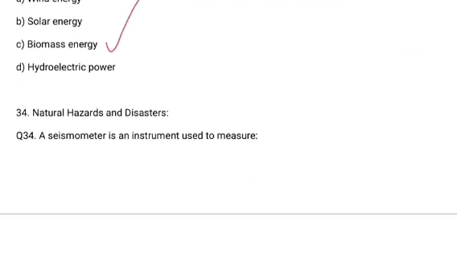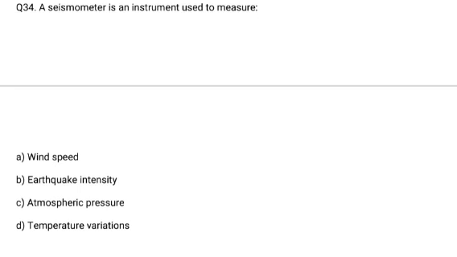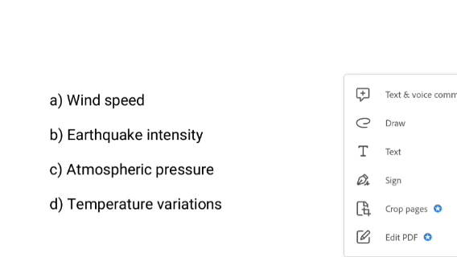Next is natural hazards and disasters, and the question is, a seismometer is an instrument used to measure what? Wind speed, earthquake intensity, atmospheric pressure, temperature variations. So you all know it's a very intrinsic question related to our day-to-day life. It will be earthquake intensity.